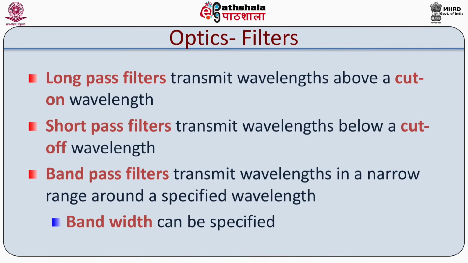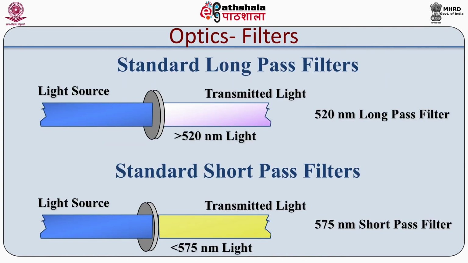So, this is a list of the options available: the long pass filter, the short pass filter and the band pass filters. A long pass filter allows the transmitted light greater than the cutoff, which in this case is 520 nanometers. The light below 520 is blocked by the filter, whereas a standard short pass filter allows the transmission of light less than the cutoff, which in this case is 575 nanometers.